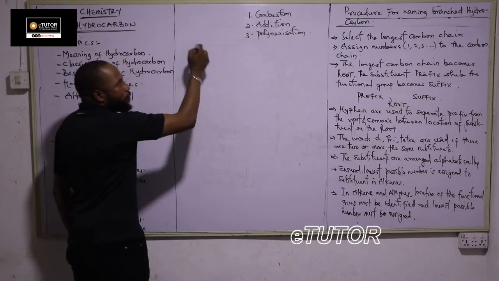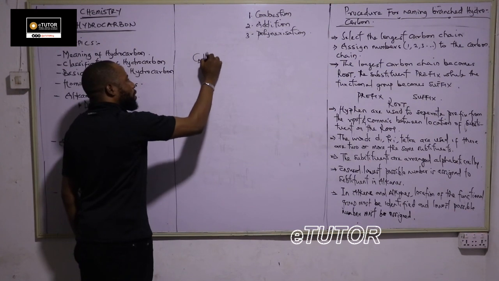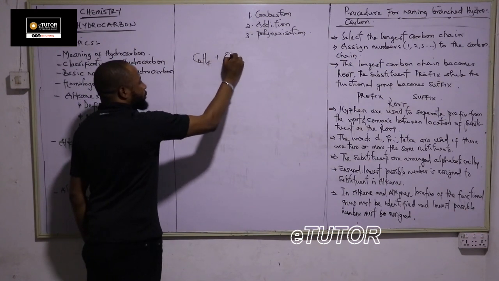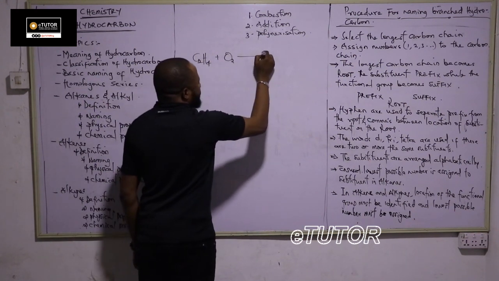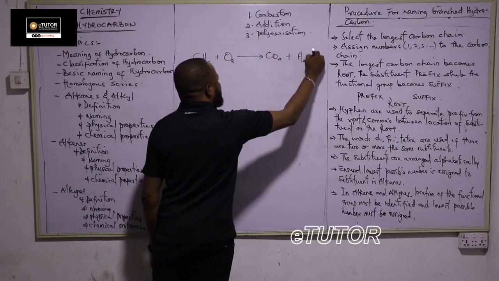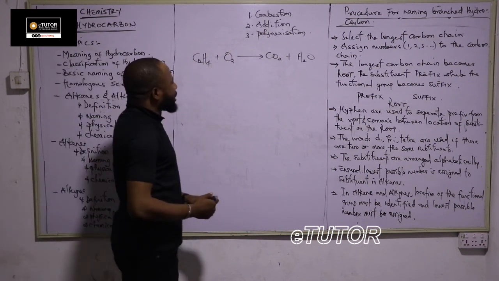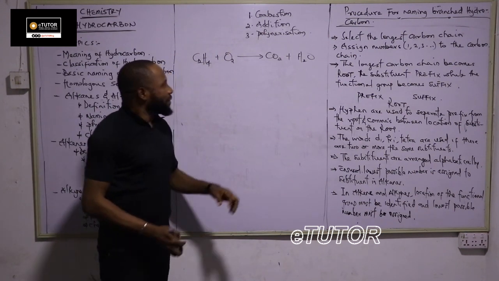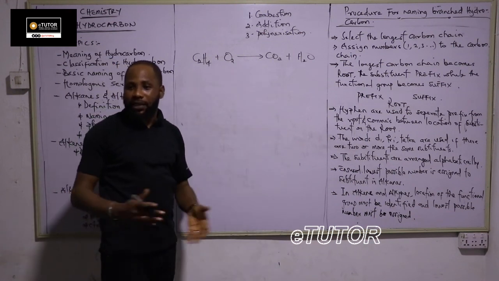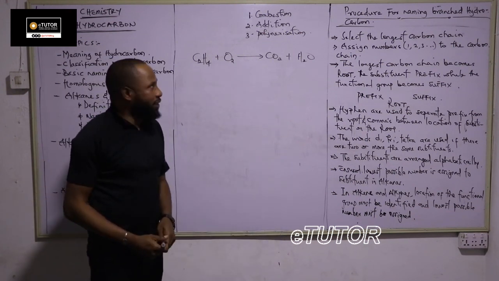as shown above. The first member, C2H4 plus oxygen, give CO2 and H2O. Just like I said the other time, this reaction is exothermic. They liberate or give heat to the surrounding.